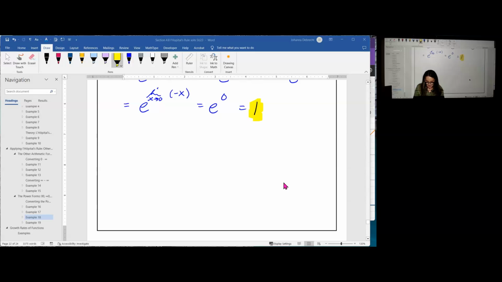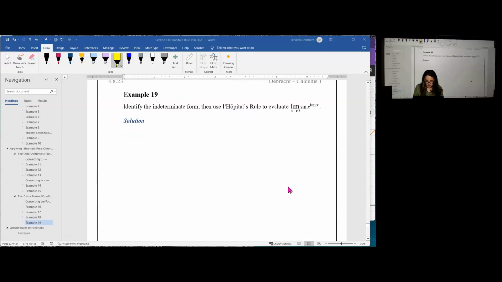We have one more example to work, which is example 19. In example 19, I'm going to let you do it all on your own. This is a trig function raised to a trig function power. It is going to be a power indeterminate form. Give it a shot and then come back so we can compare.